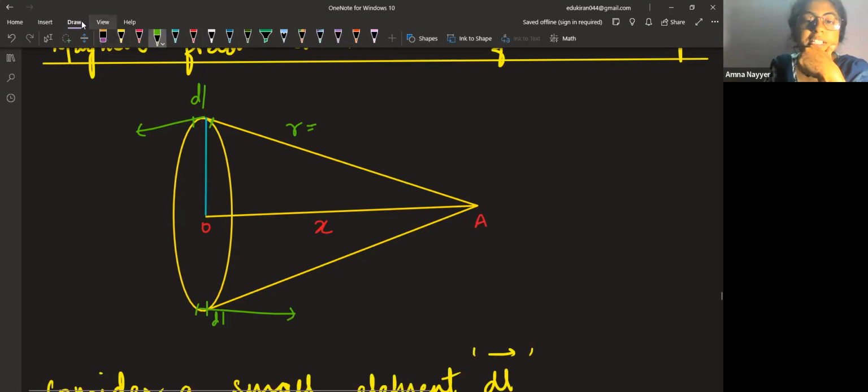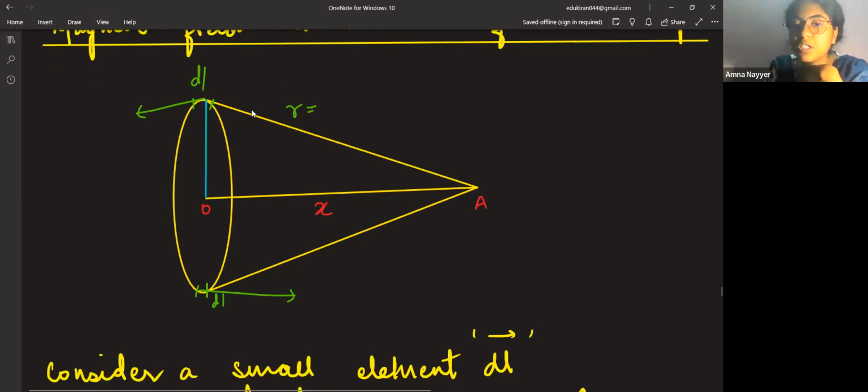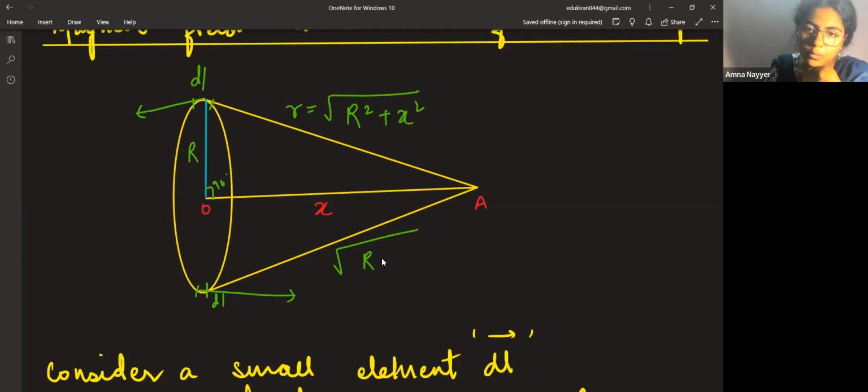So if this is the radius of the circle, then this is 90 degrees. When you apply the Pythagoras theorem, the position vector becomes under root r square plus x square. Similarly, this will also become under root r square plus x square. Why? Because this is a triangle that is formed. Are you understanding what is r, what is x?